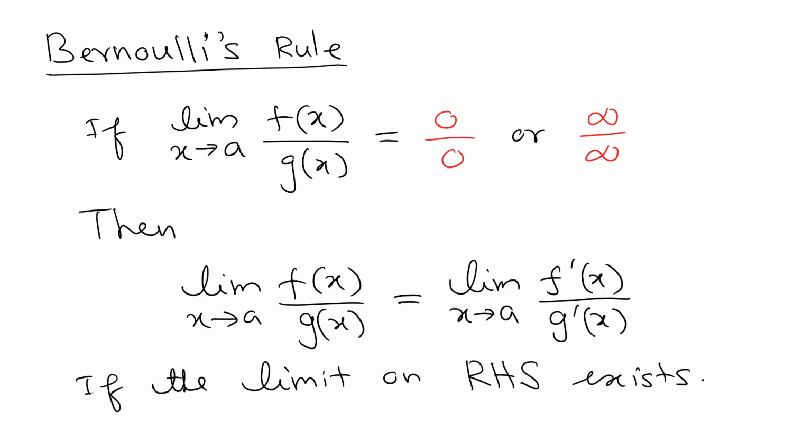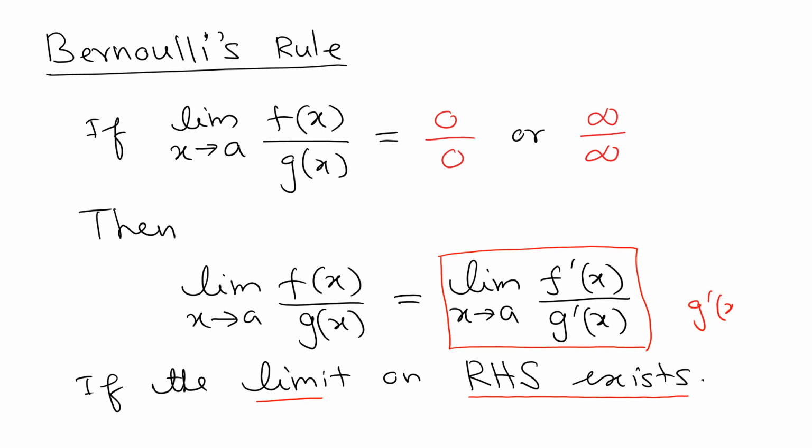The rule says that when x goes to a, you can obtain the same limit by taking the derivatives first and then taking the limit. First you take the derivative and then take the limit if, and this is the most important, the limit on the right hand side exists. And then we also have one more condition: the derivative of the denominator at a should not equal 0. Sometimes that can happen. Those are the special conditions you want to worry about. So the denominator derivative doesn't equal 0, and also the limit on the right hand side exists. That's exactly what happened in the previous problem.